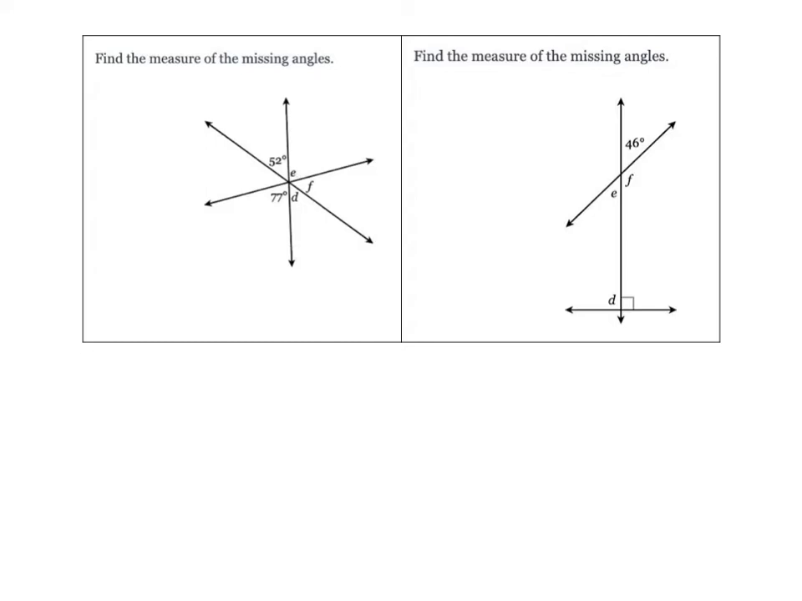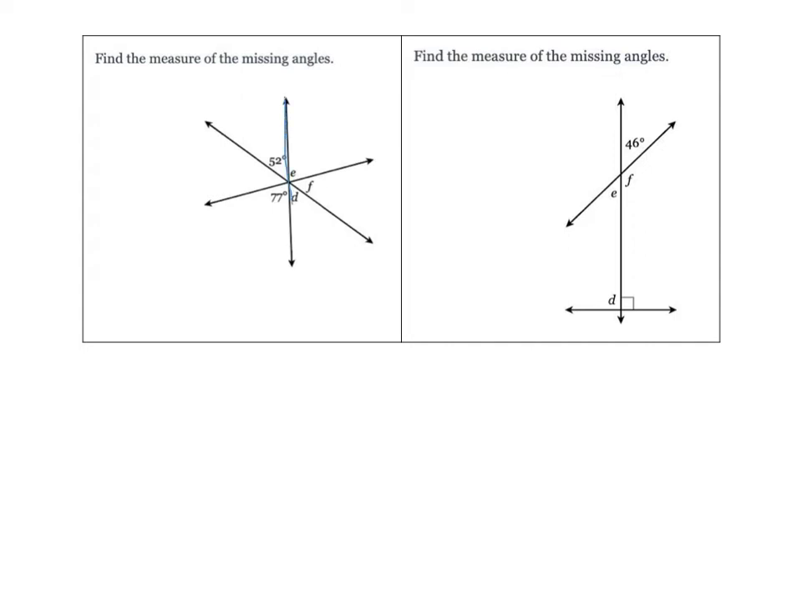So in this part 2, we're still going to be working with those vertical, complementary, and supplementary angles, but we're going to see that the pictures are maybe a little bit trickier and we really just have to focus on one thing at a time. So in this first picture, I have this kind of star pattern with 3 intersecting lines.